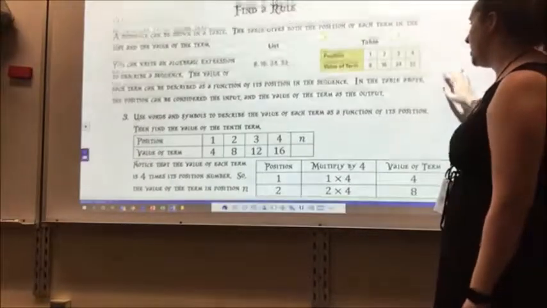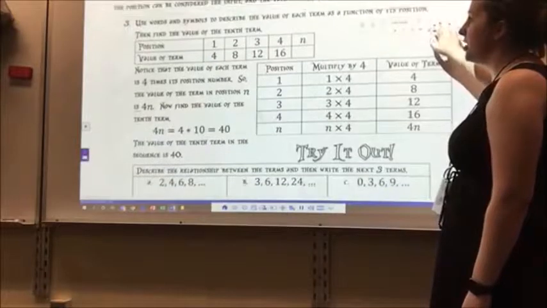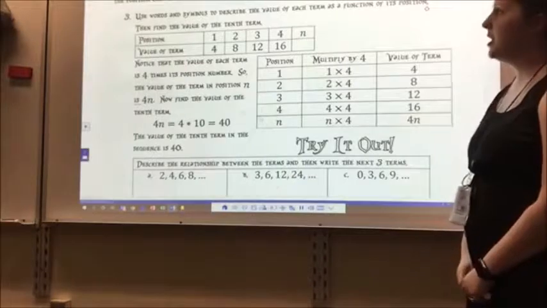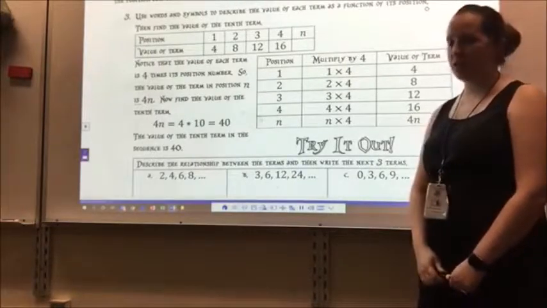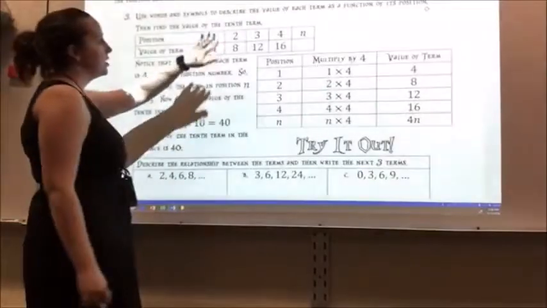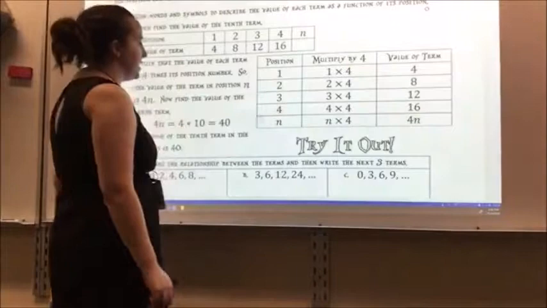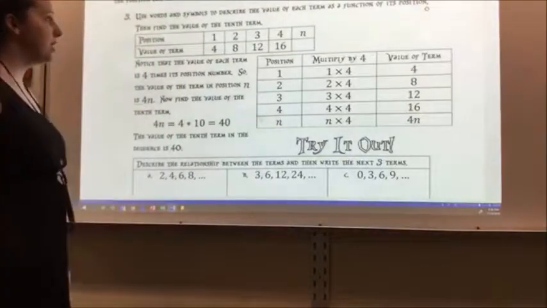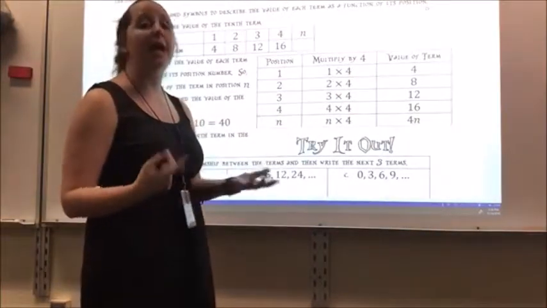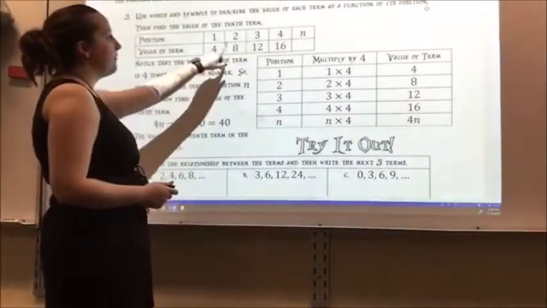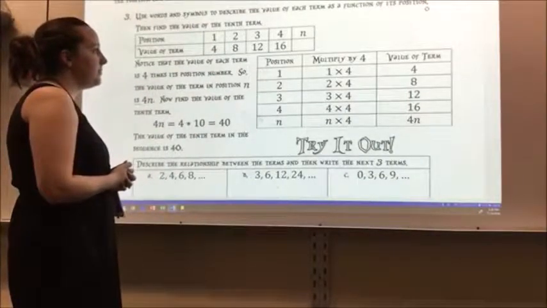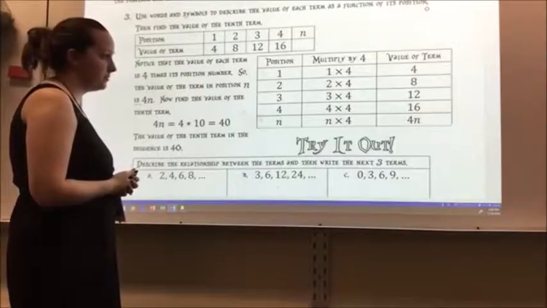So, looking at a couple of examples, number 3 says use words and symbols to describe the value of each term as a function of its position. Then find the value of the 10th term. So, I have 1, 4, 2, 8, 3, 12, and 4, 16. So I need to figure out where I'm going. Is it an arithmetic sequence or is it a geometric sequence? Am I multiplying each time or am I adding each time? So going from 4 to 8, I'm adding 4. Okay?